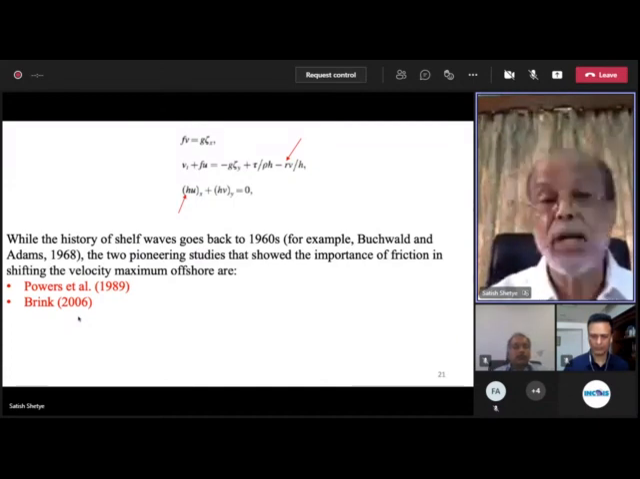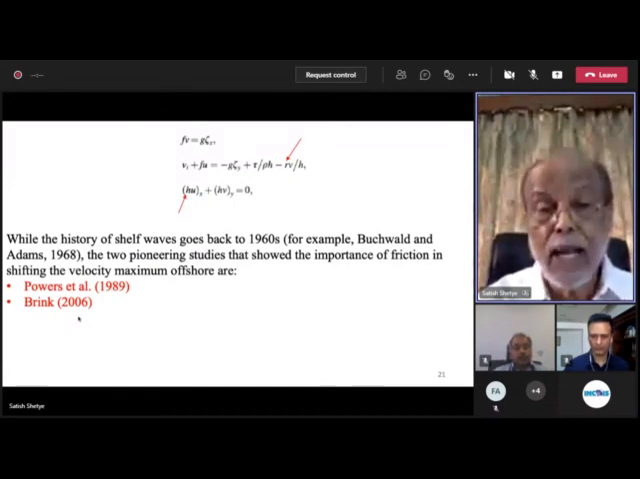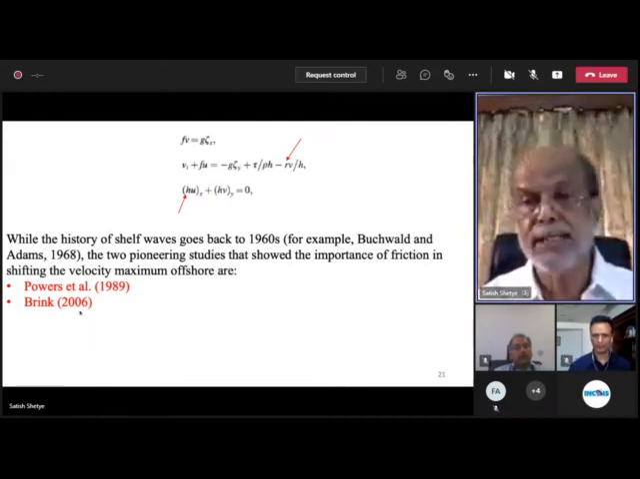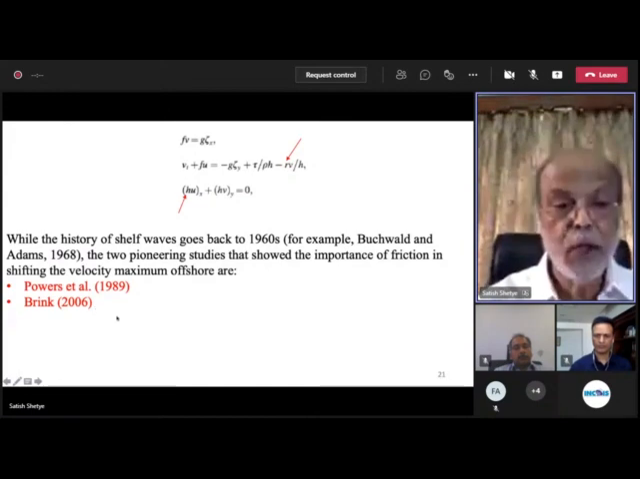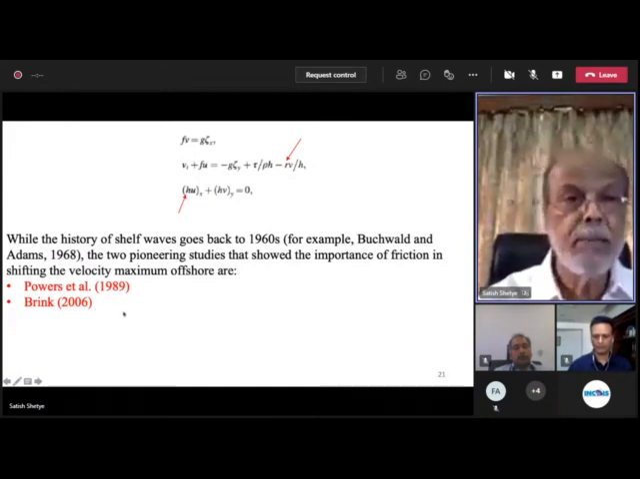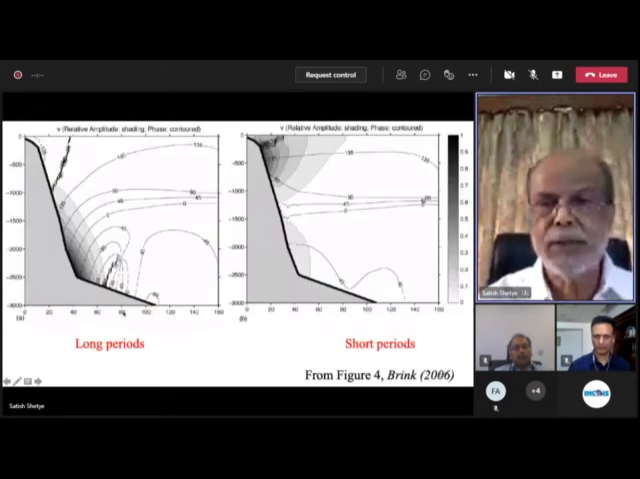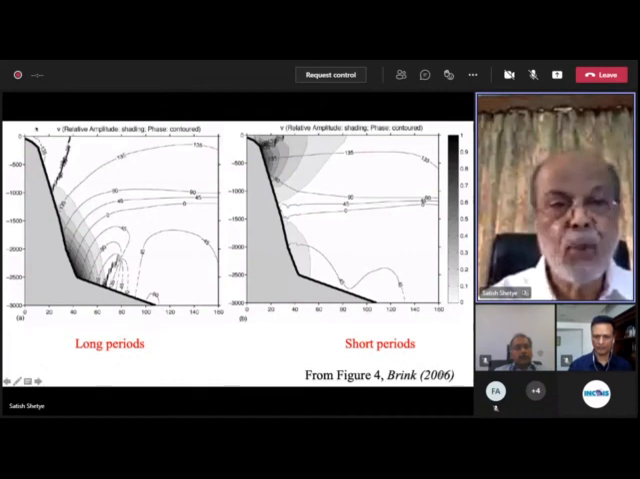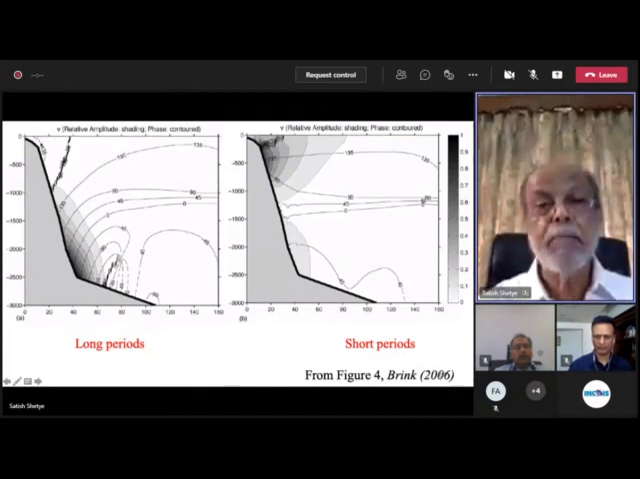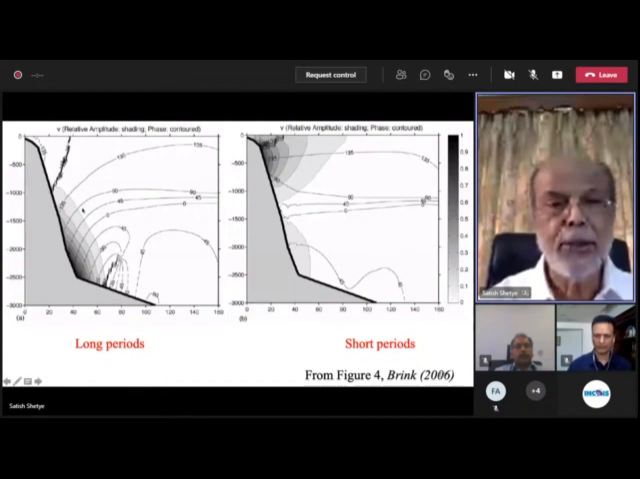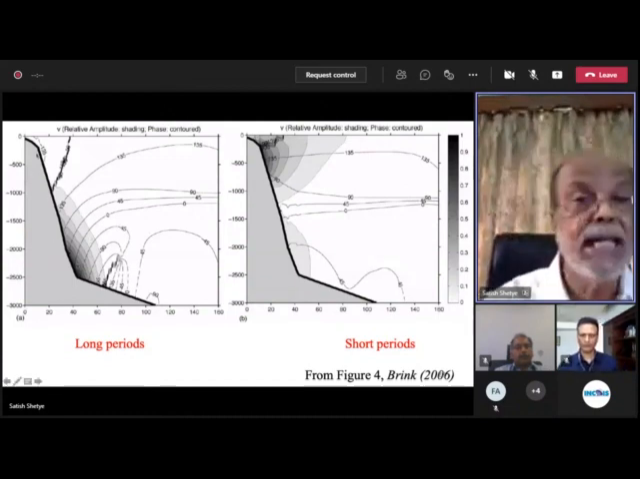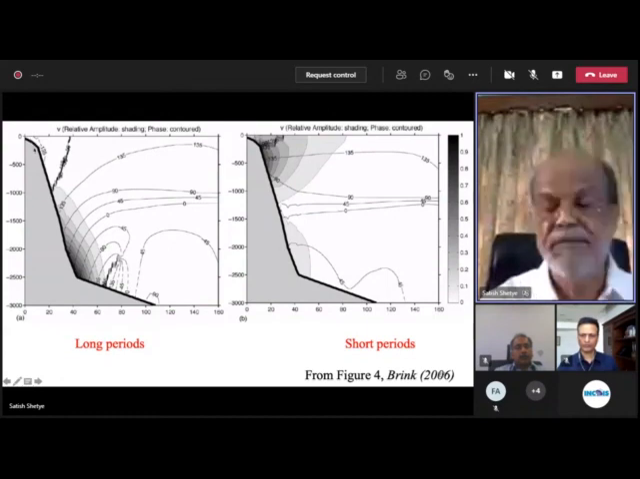So what happens to it? The answer is given in this figure, which is taken from Brink 2006. If you have long periods driven on the shelf, of course, there are currents which form, but they tend to have a form in which the amplitude appears primarily on the slope, and you don't see anything significant on the shelf itself.